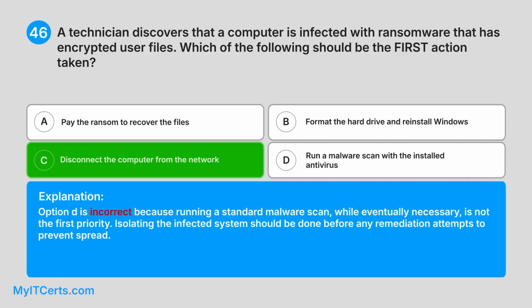Option D, run a malware scan with the installed antivirus, is incorrect because running a standard malware scan, while eventually necessary, is not the first priority. Isolating the infected system should be done before any remediation attempts to prevent spread.